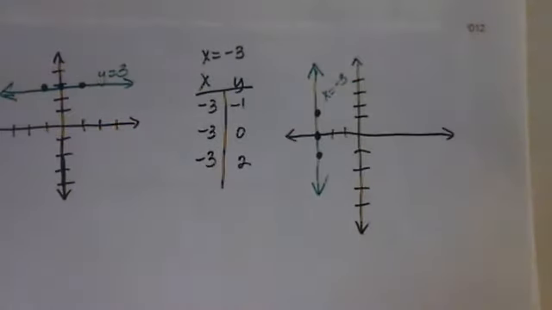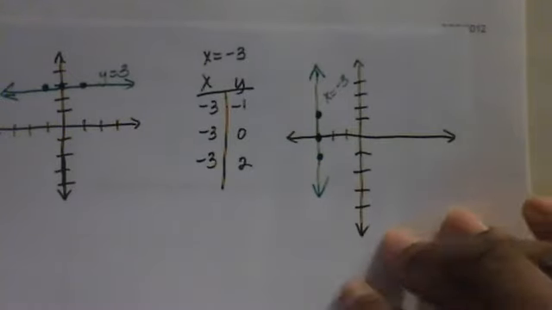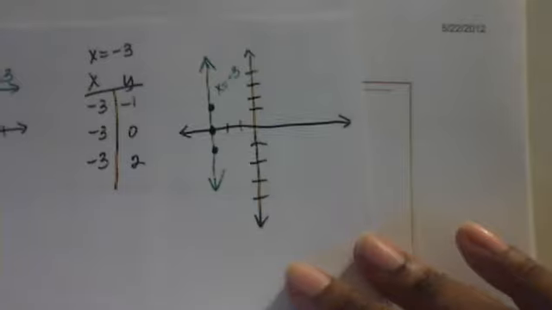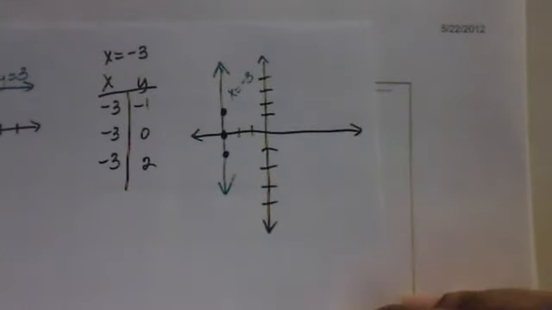x is equal to -3. Okay. So that's how you'll graph a vertical line. So keep in mind, when x is equal to a constant, the graph will be a vertical line. But when y is equal to a constant, the graph will be a horizontal line.